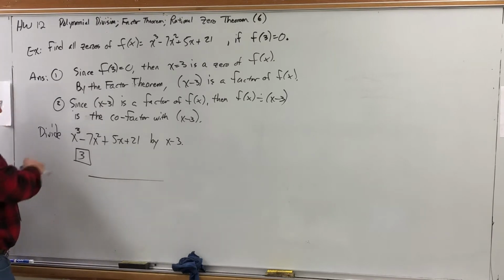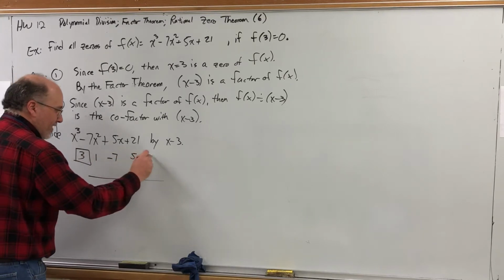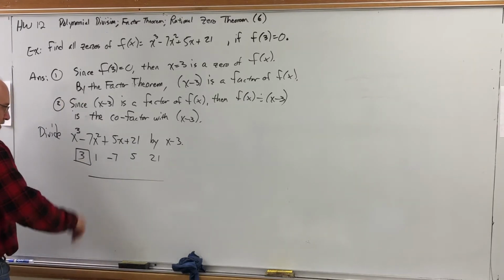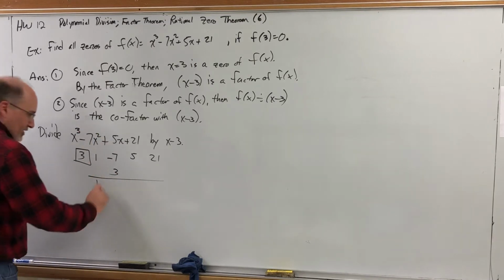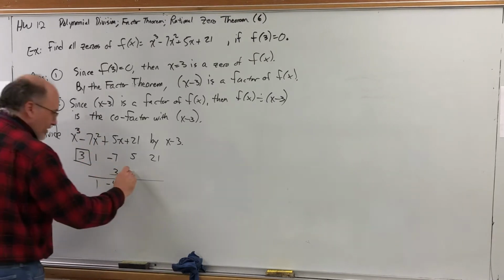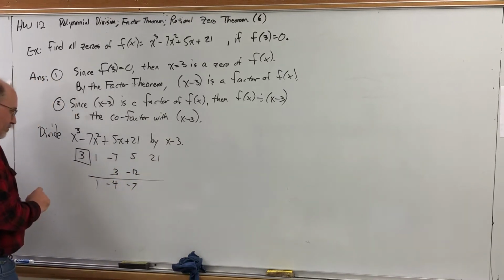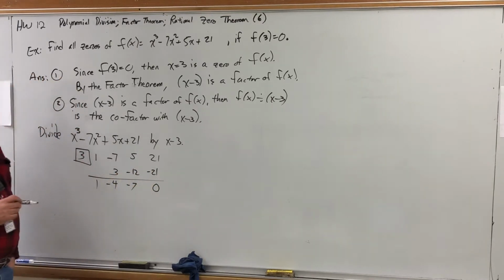The top row is just the coefficients of the dividend. So 1, negative 7, 5, and 21. I invite you to complete the synthetic division really quickly. Maybe pause the video, because I am going to go through it quickly. Starting by adding the first column. Add to get 1 times the box. 1 times 3 is 3. Add the next column to get negative 4 times the box is negative 12. Add the next column to get negative 7. Multiply by the box to get negative 21. And add the last column to get 0, but I'm not surprised.